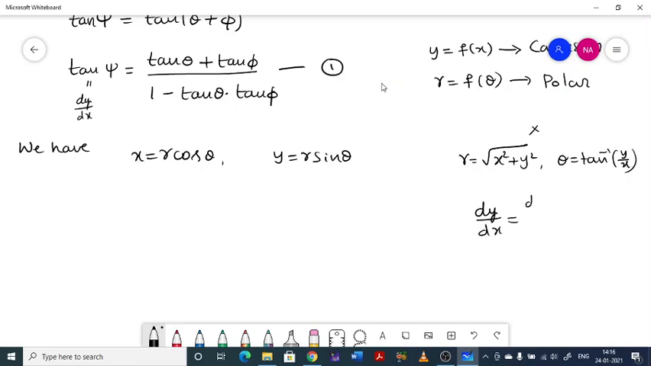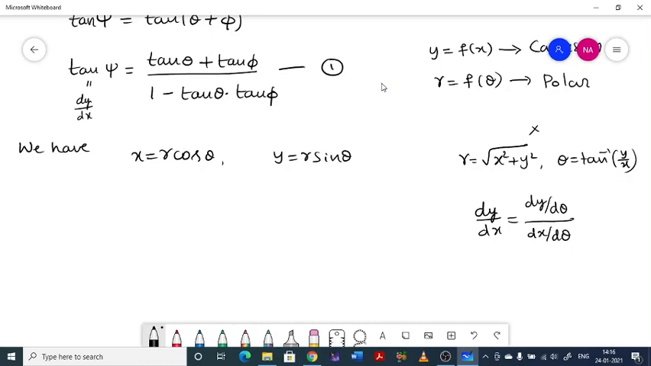We have dy by dx will be equal to dy by d theta divided by dx by d theta. So these two we can find, dy by d theta and dx by d theta. Then we can use them to find dy by dx. Okay, now we have x equal to r cos theta.